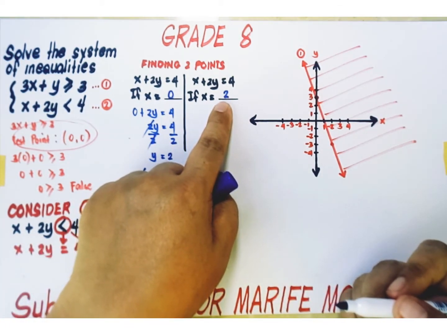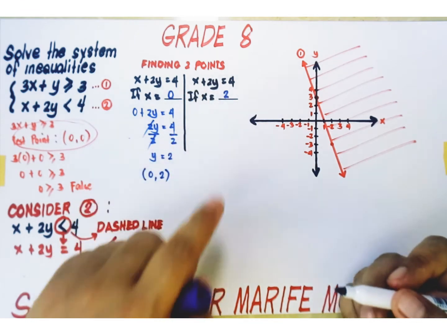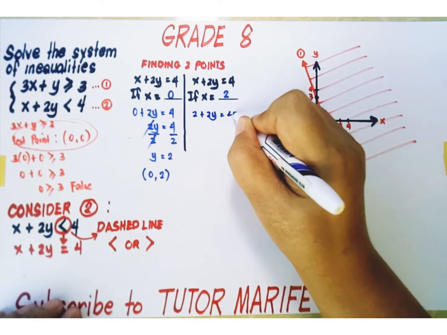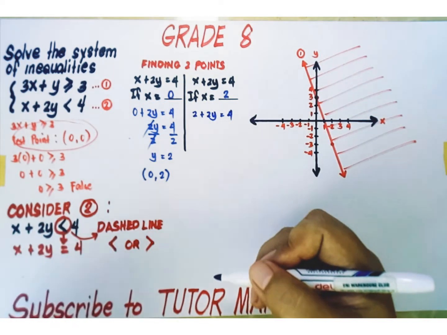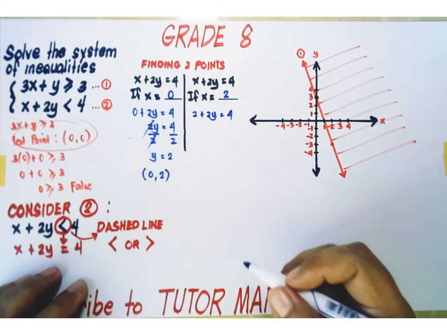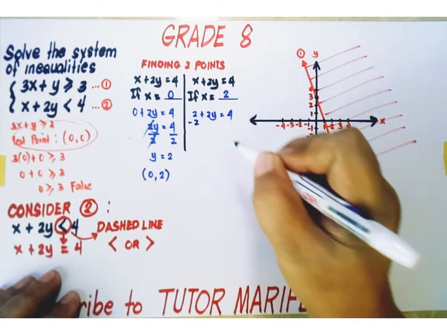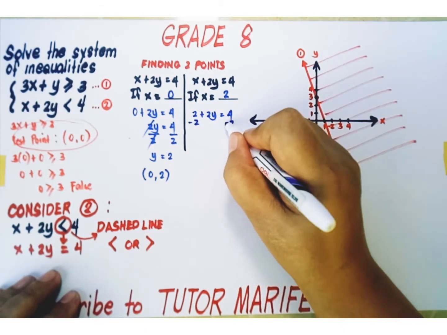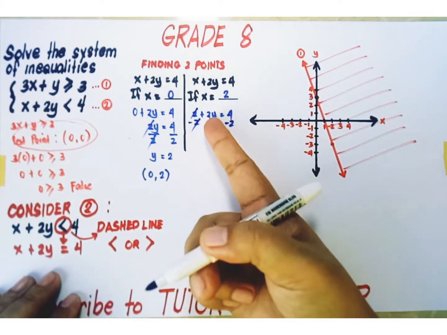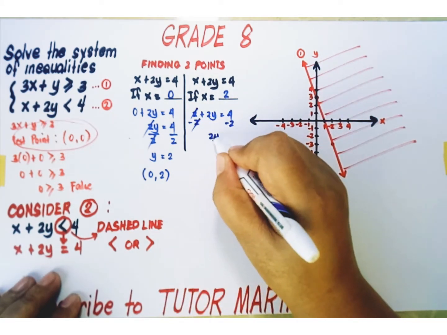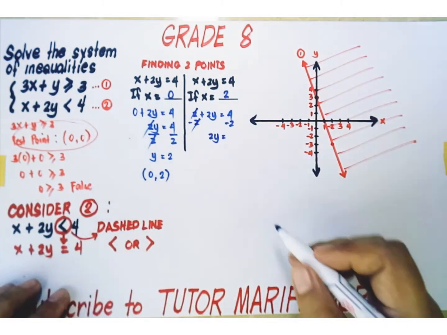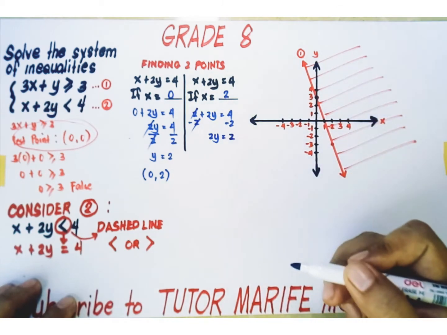If x is equal to 2, let's replace x with 2. 2 plus 2y equals 4. Use subtraction property of equality. Subtract 2 from both sides of the equation. Left side minus 2, right side minus 2. Cancel out opposite numbers. Left side becomes 2y. Right side becomes the difference between 4 and 2. 4 minus 2 is equal to 2.